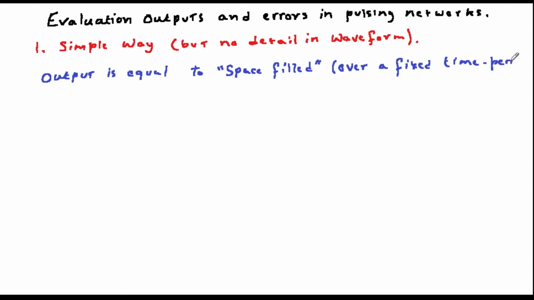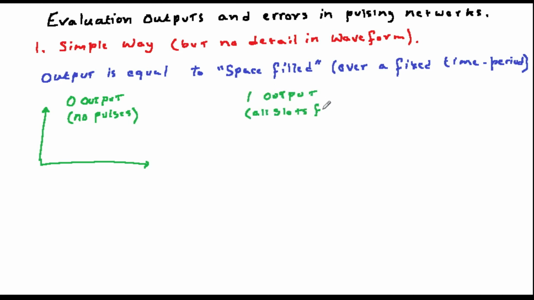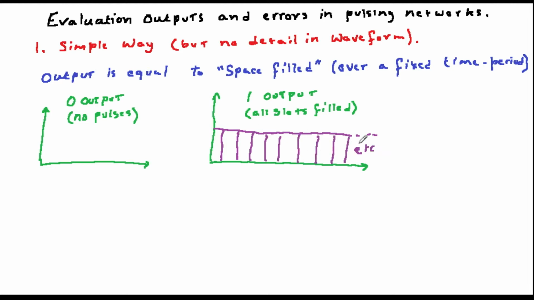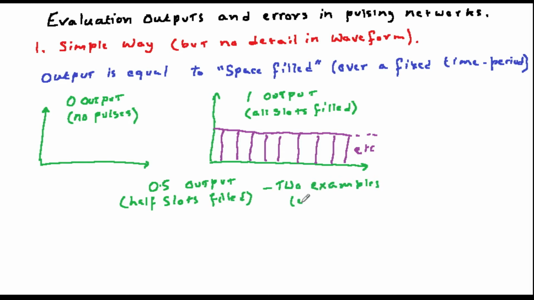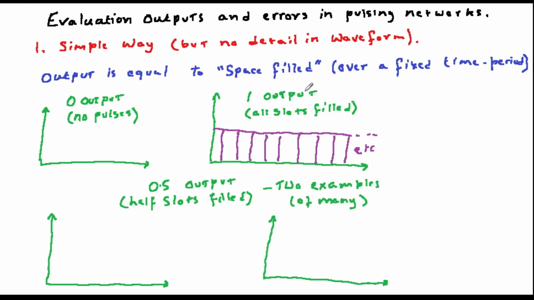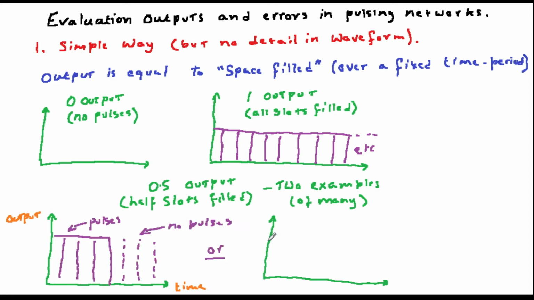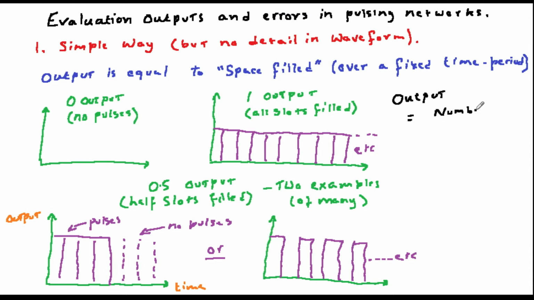To use this method, simply work out how much of the available time is filled with pulses and allocate a number based on this, from 0 for no pulses at all to 1 where all the available slots are full of pulses. So in this case, the output value is just the number of pulses divided by the total number of slots where pulses could be. Once you have this value, you can just subtract it from the number of pulses actually required, in other words the target, to get the error.